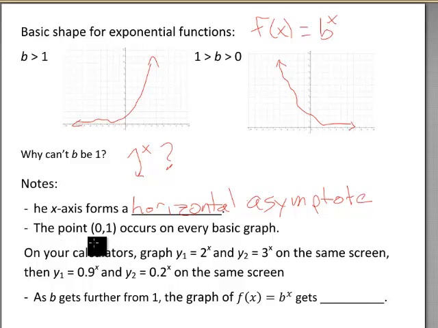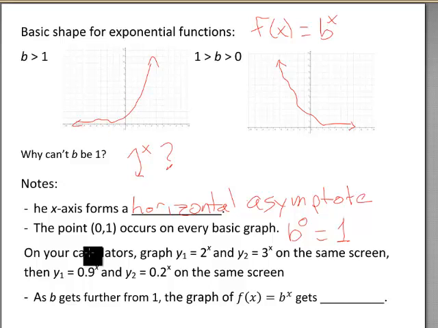The other thing to note here is that the point (0, 1) occurs on every basic graph because as long as b is not 0, b to the 0 power equals 1. Okay, so you can sort of see that. Again, I didn't do a very good job here. I missed the point I want on this right-hand graph, but this one I did a decent job hitting.